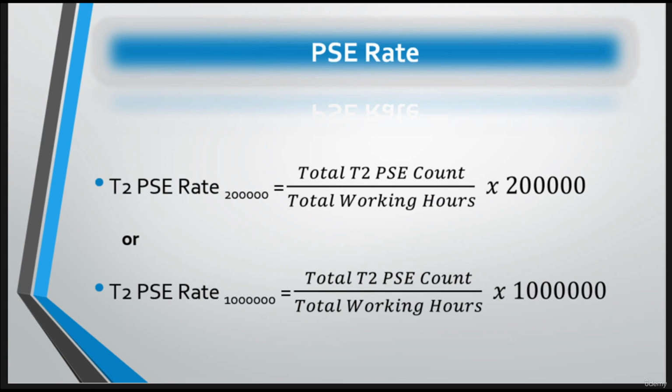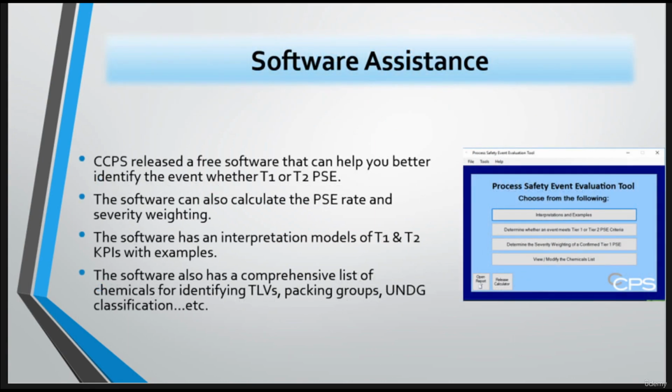And here I would like to highlight that regarding Tier 1 and Tier 2 process safety events, you can use the help of software assistance. As CCPS, or the Center for Chemical Process Safety, released a free software that can help you better identify whether the event is Tier 1 or Tier 2 process safety event. The software also calculates the PSE rate and severity weighing. The software also has an interpretation models for Tier 1 and Tier 2 KPIs with examples. And at last, the software has a comprehensive list of chemicals for identifying threshold values, packing groups, UNDG classification, and so on. I will attach this free software in the course material.